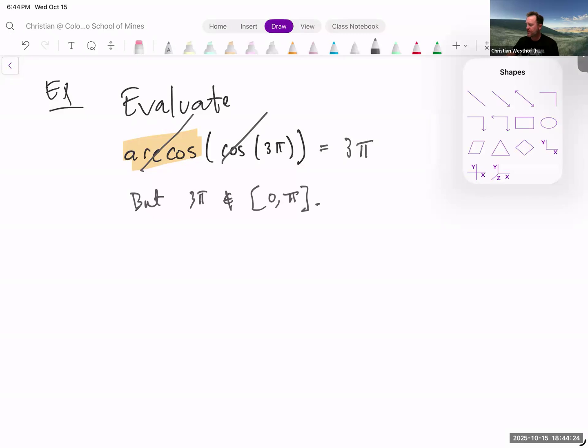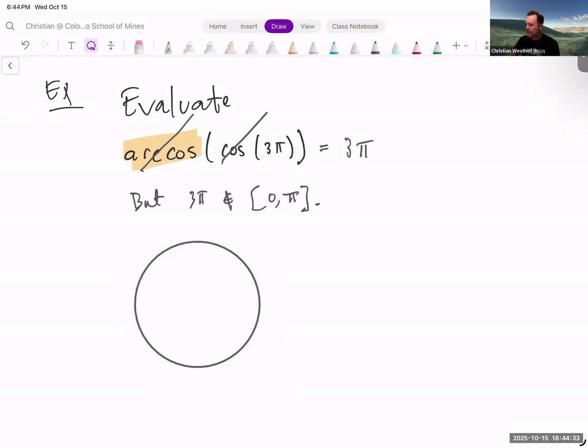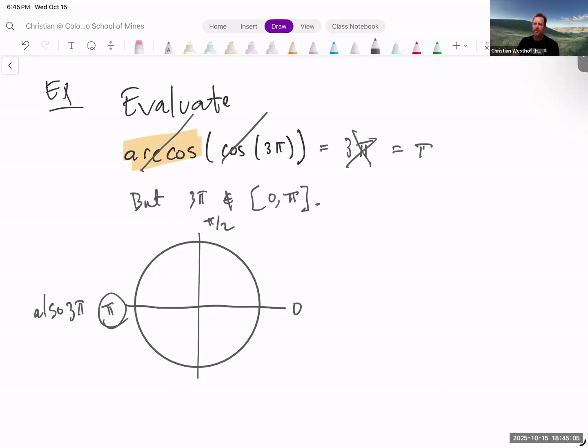If we take a unit circle, here is our unit circle. Here's angle 0, pi halves, and pi. 3 pi is over there also. If we started at 0 and went around 1 pi, then kept going all the way around, that's 2 pi, and then kept going to 3 pi. 3 pi is over here at pi also, but pi is in our interval. So we're not going to report 3 pi, we're going to report pi for our angle.